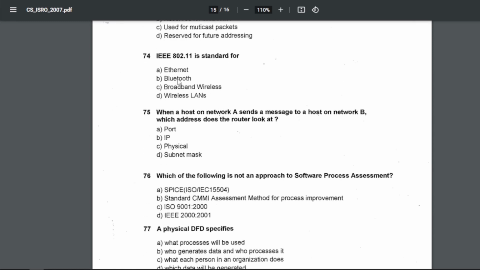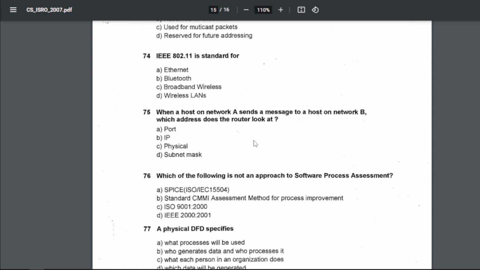Next is question number 75. When a host on network A sends a message to a host on network B, which address does the router look at? The address is the IP address, because when a host on network A sends a message to a host on network B, the router looks at the IP address, right?